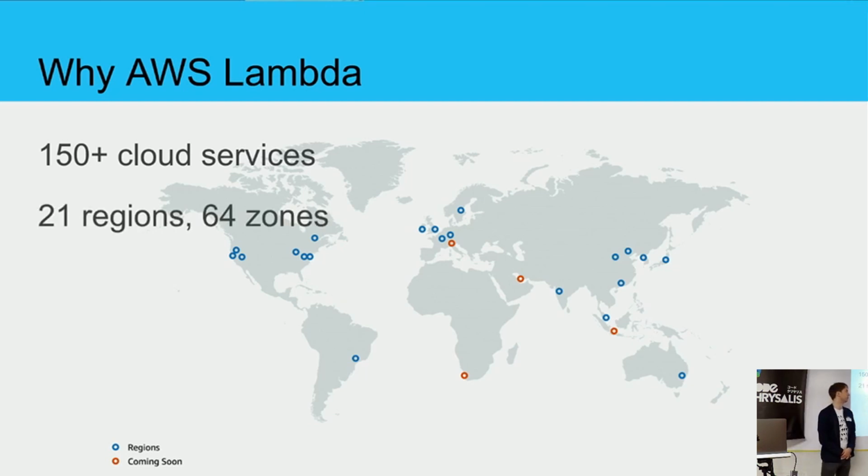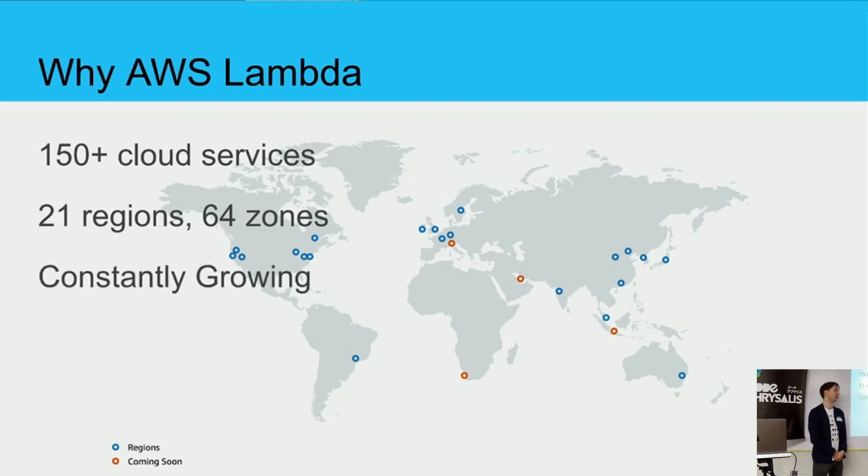They also exist in 21 regions. All the blue dots are different regions, and they have 64 zones. A zone can be simplified as a data center. And Amazon Web Services is constantly growing. Serverless is something that's really growing lately, and not only Amazon, but the market as a whole is growing. Their competitors are also growing in this market, especially Microsoft with their service Azure, if anyone has heard about it. Amazon Web Services is the market leader right now, and that's the reason why I chose them. It only makes sense.